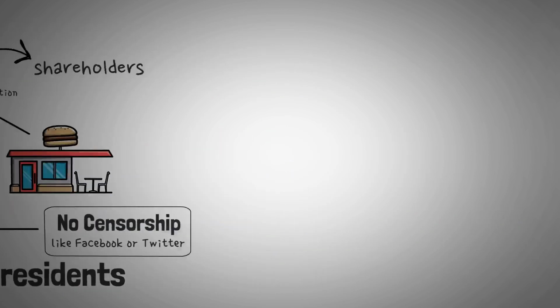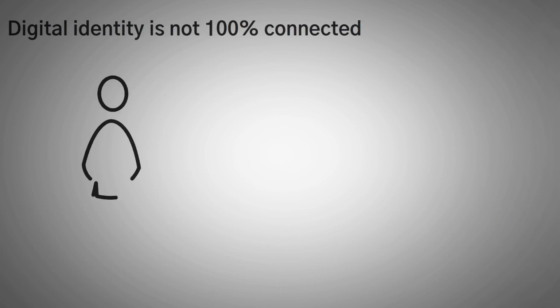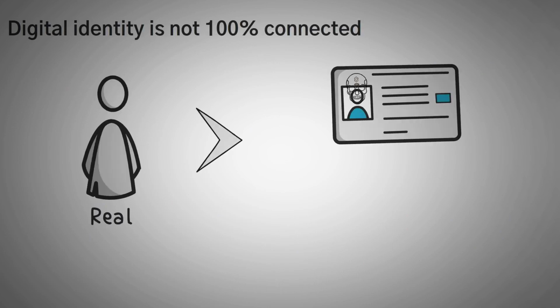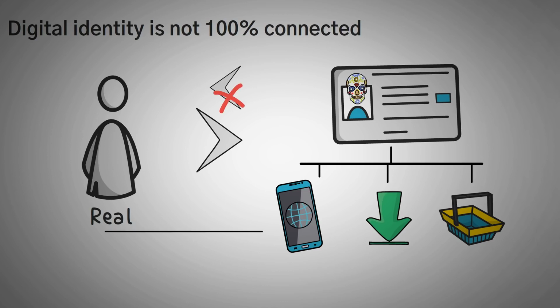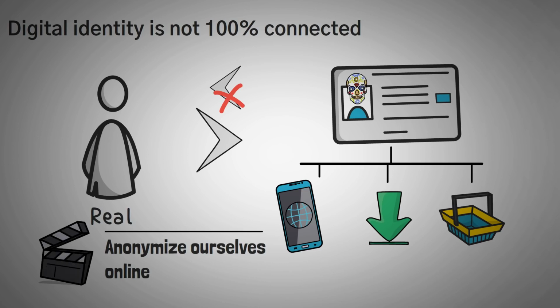Lastly, one of the biggest things in Web 3.0 is that your digital identity is not 100% connected to your real-world identity. This means I can view pages, download things, make purchases, and any other activity on the internet without being traced to the real me. Now, there are many ways we can anonymize ourselves online, but bingo, I think that might be a future video idea.